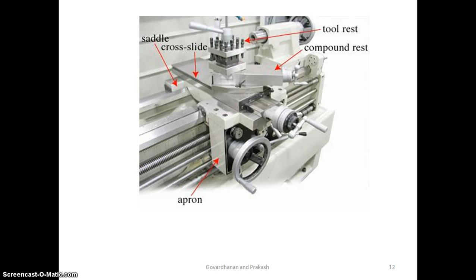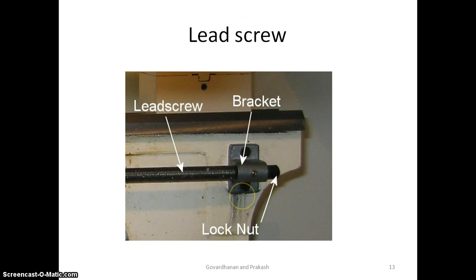Feed rod is a long shaft used for movement of carriage or cross slide for operations such as turning, facing, boring. The lead screw or screw rod is used for thread cutting operations. The lead screw is a long threaded shaft used as a master screw. It is used only when threads are to be cut.